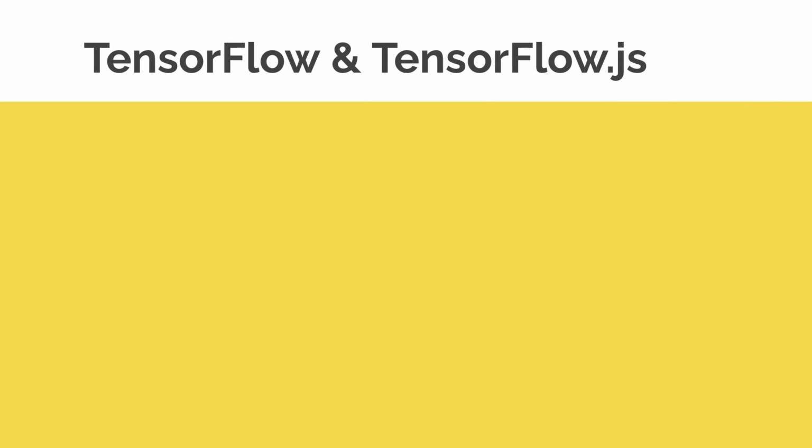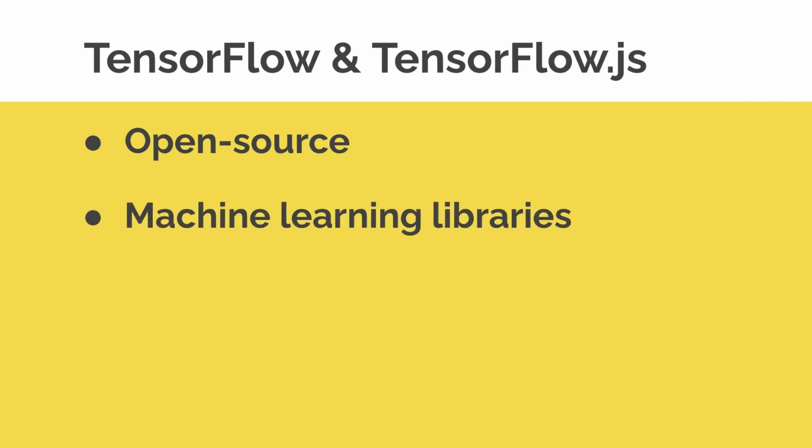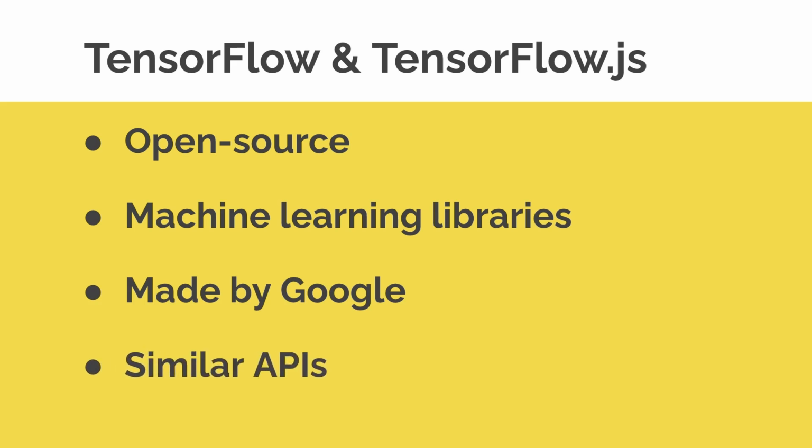Let's talk about the similarities between TensorFlow and TensorFlow Js. Both are open source, meaning they're free for you to use, and both are libraries full of machine learning functionality. That means they'll save you a lot of time from having to write machine learning algorithms yourself from scratch, because the libraries have a lot of pre-built objects, classes, and functions that will help you perform machine learning faster. Both are made by Google, and they have similar APIs. Not identical APIs, but similar.